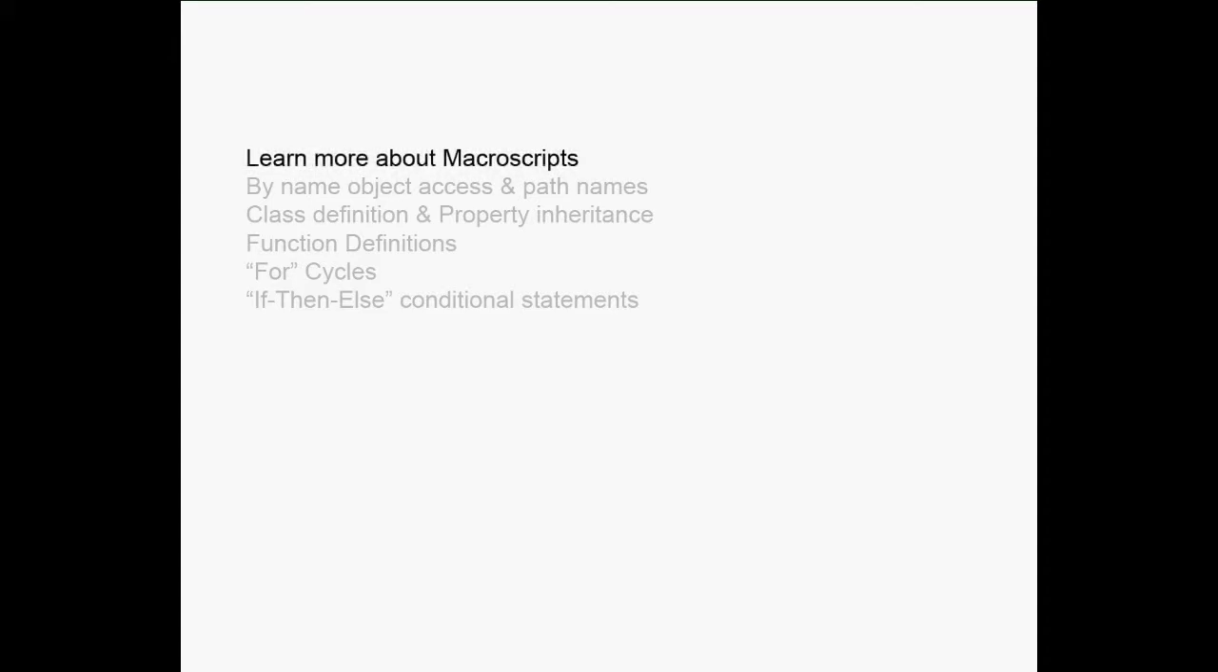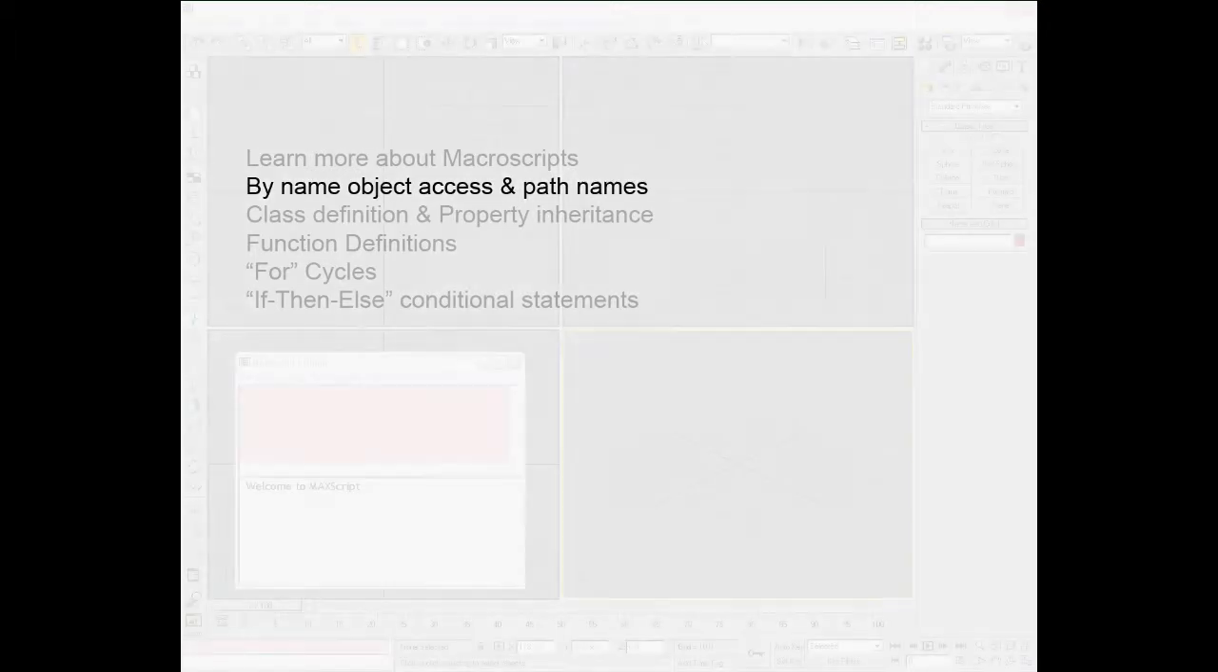We will learn about macro scripts in more detail, by name, object access and path names, class definitions and property inheritance, function definitions, for cycles, and if-then-else conditional statements. So let's start with path names. We'll create a simple macro script that creates boxes for a starter, and we'll just build on that.